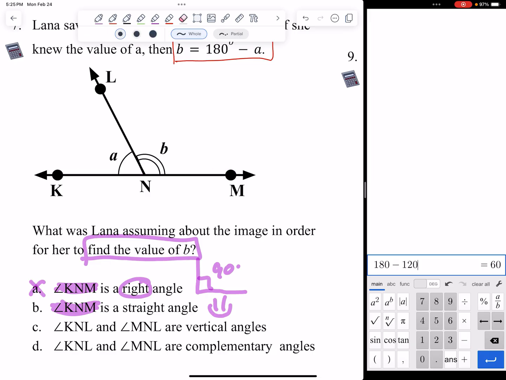So what are we looking for now? Now I am going to focus on K and L. So K and L is this one right here. It looks like it's letter A or angle A. And M and L is, well, angle B. Okay. So what do I know about those two angles? Are they vertical? No.